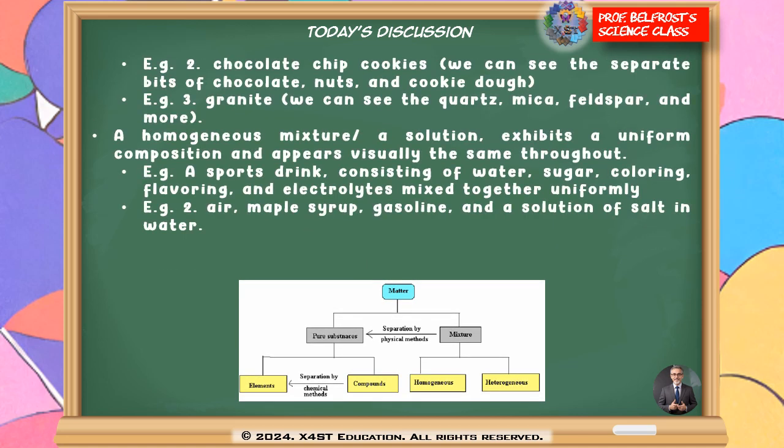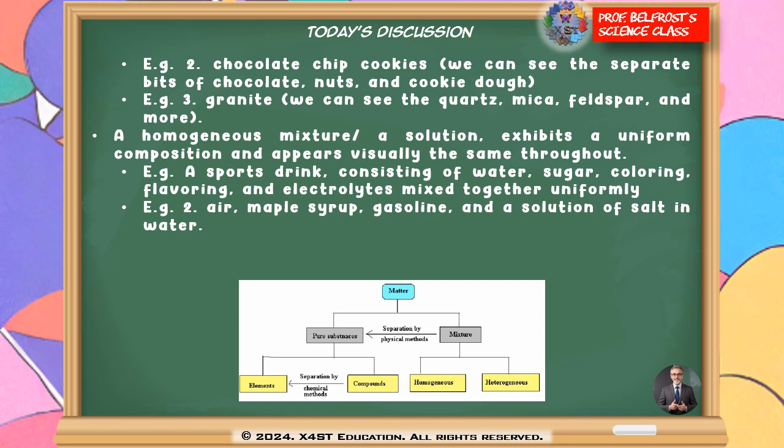Second example, chocolate chip cookies. Who loves chocolate chip cookies? But what I mean here is just the dough of chocolate chip cookies. When we separate them, they are chocolate, nuts, the flour, anything inside the composition, the ingredients. Every part of the cookies has a different percentage of the composition.